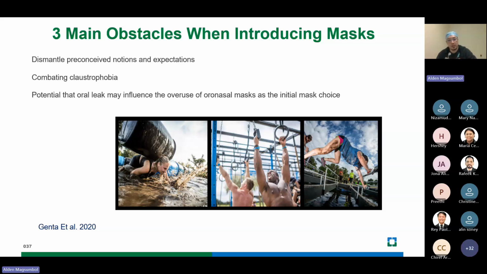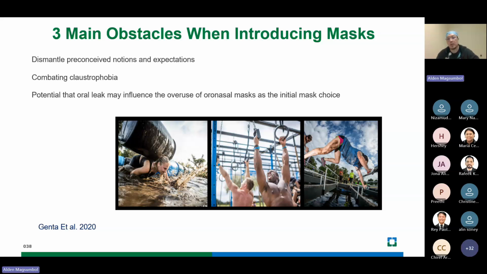Obstacle number three is the potential that oral leak may influence the overuse of the oronasal mask as the initial mask of choice. The DME companies may induce the use of oronasal masks for additional potential reasons. Number one is higher profit margins of oronasal masks as compared to nasal masks. Number two is limited mask options and possibility of mask switching. And the third is reduced time for patient adaptation and education. Not so sure if number one and two are still happening here in the UAE or other places, but maybe in the past.